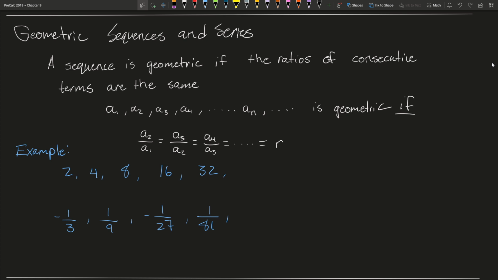is geometric. So if we have this sequence A1, A2, A3, and so on, it is geometric if the ratio between sequential terms is always constant. I'll give people a little bit of time to write that down. Basically, what this means is that A2 divided by A1 is equal to A3 divided by A2, which is equal to A4 divided by A3, which is equal to A5 divided by A4, and so on. Each of those is equal to a certain number, which we will call R, the common ratio.